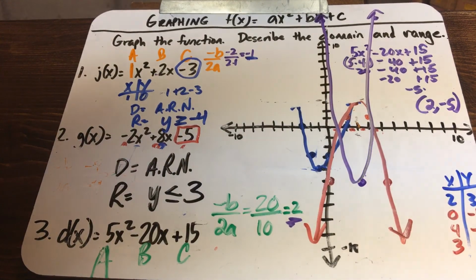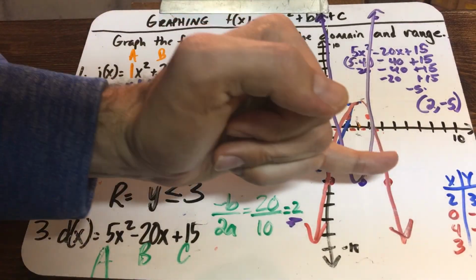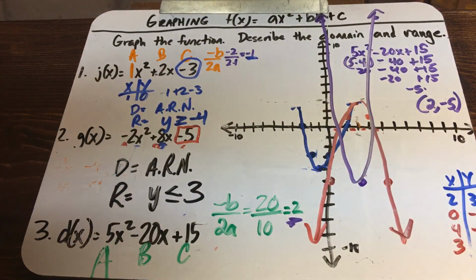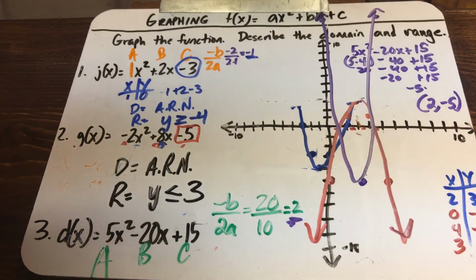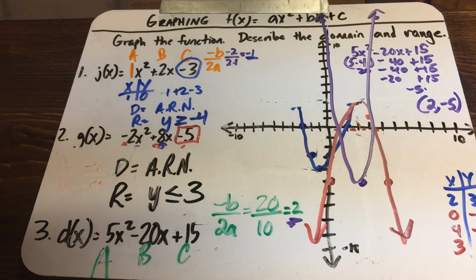That would have a domain of all real numbers. It would have a range of y greater than or equal to negative 5 because it's at negative 5 and above.